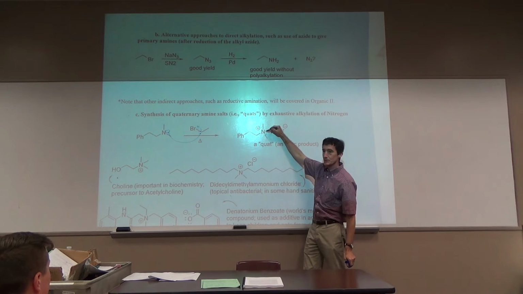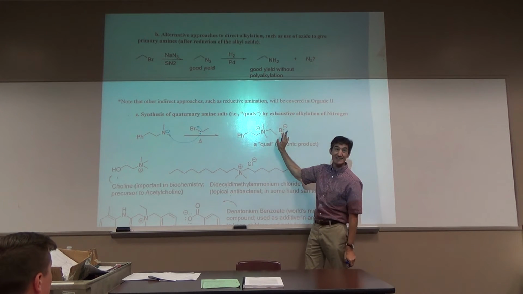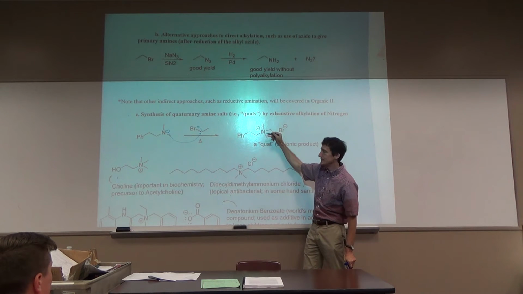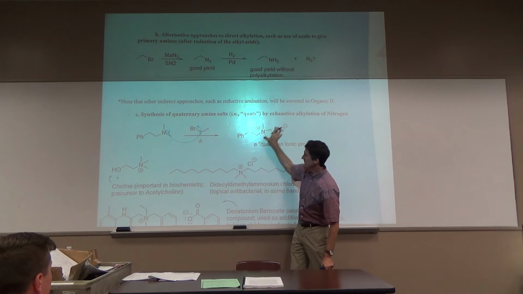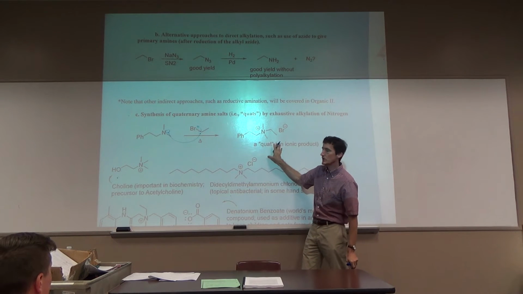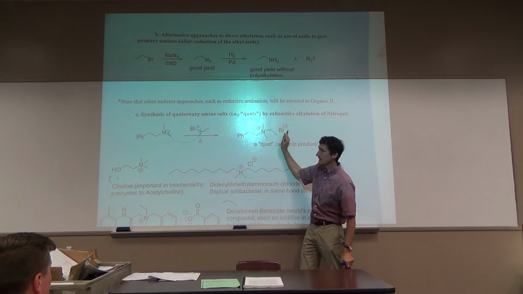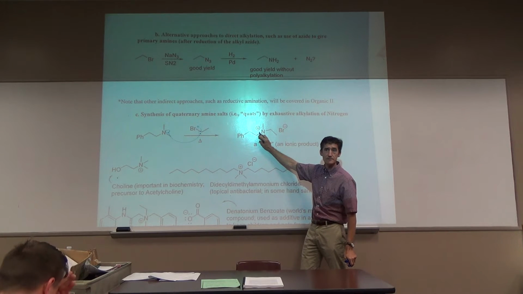The nitrogen can't lose an H. Well, Br minus wouldn't take it anyway. But even if you added a base, it can't. So if you just do this and then remove solvent, you would just have this. Since it's ionic, it would probably be a solid.